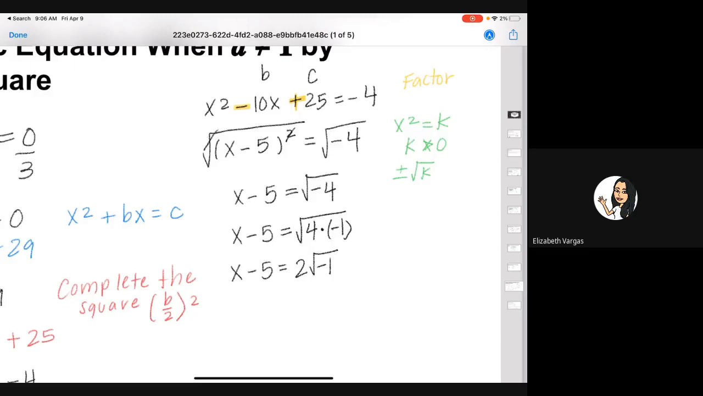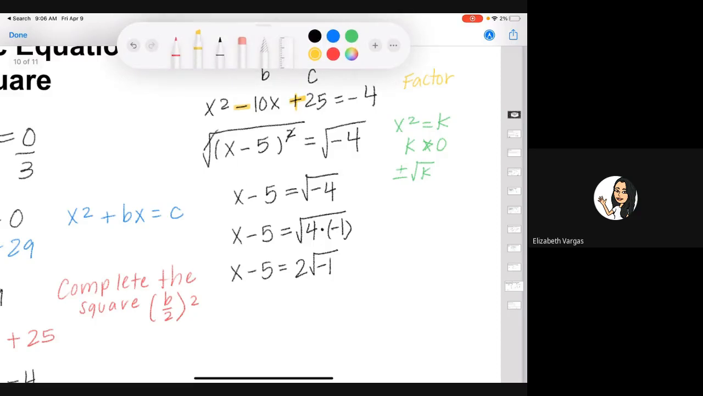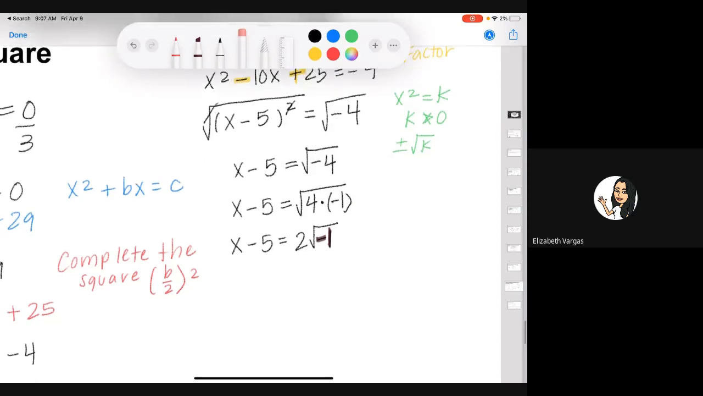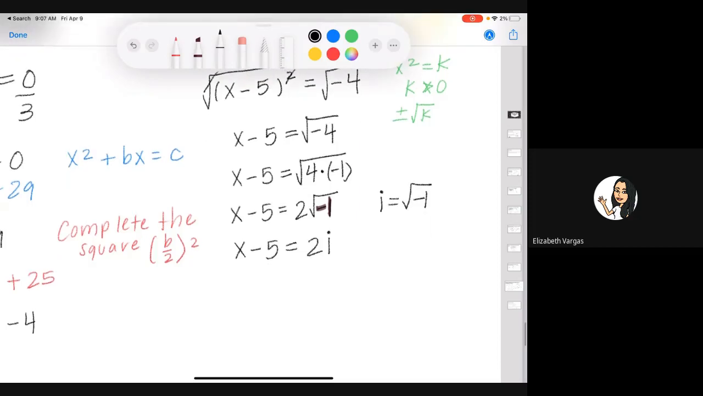And then there's still no solution for the square root of negative 1. Or is there? Well, what we learned was that the square root of negative 1 is i, my imaginary number. So basically, now I have x minus 5 equals 2i. The square root of negative 1 is i, we learned that on Wednesday. So I'm just plugging in i for that square root of negative 1, because I don't have a real solution, but I can put an imaginary number there.